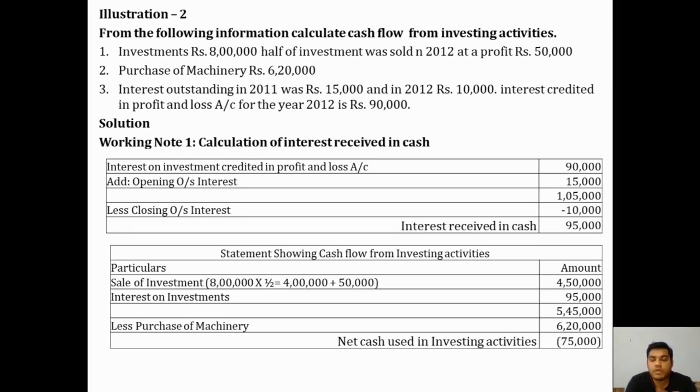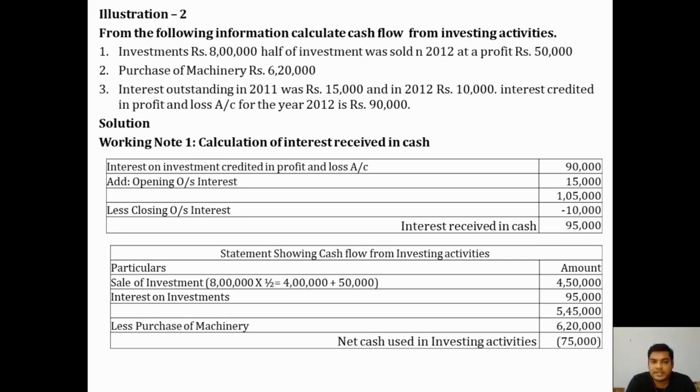So we have to prepare one working note here to check how much interest we have received. We say calculation of interest received in cash. First we consider interest on investments credited in profit and loss account, that is how much interest we have credited to profit and loss account for that particular year. That is 90,000. To that we add opening outstanding interest, which is the previous year outstanding interest, that is rupees 15,000. To that we subtract closing outstanding interest, that is for the current year, 10,000 rupees. So the answer we get is 95,000.